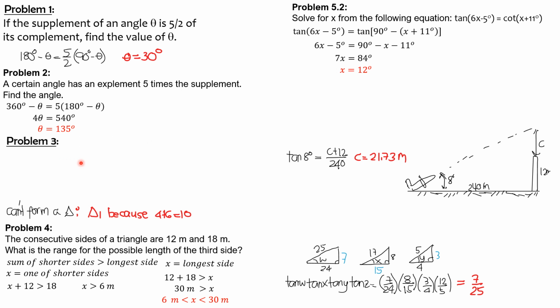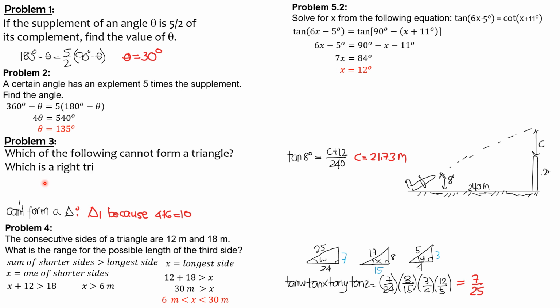Problem 3. Which of the following cannot form a triangle? Which is a right triangle? So we use the principle that for a triangle to be drawn exactly, the sum of the shorter sides should always be longer than the longest side. So for triangle 1, 4 plus 6 is equal to 10. So that cannot form a triangle. Triangle 2, 6.3 plus 5.4 is definitely greater than 7.8. So it can form a triangle.